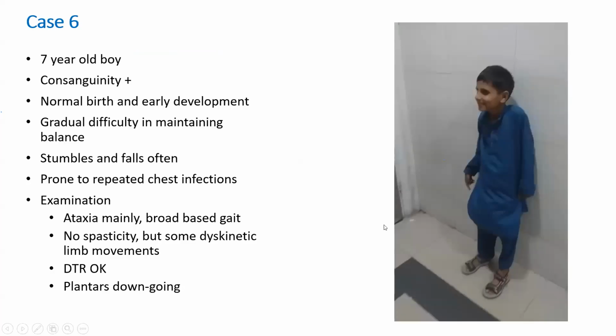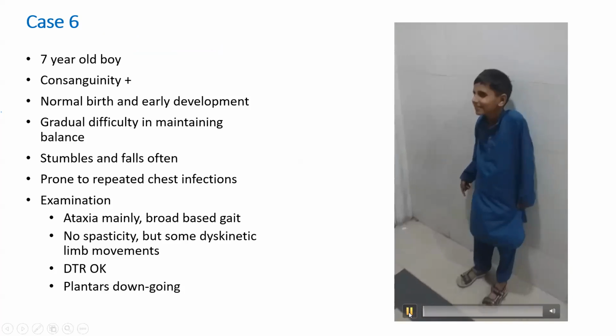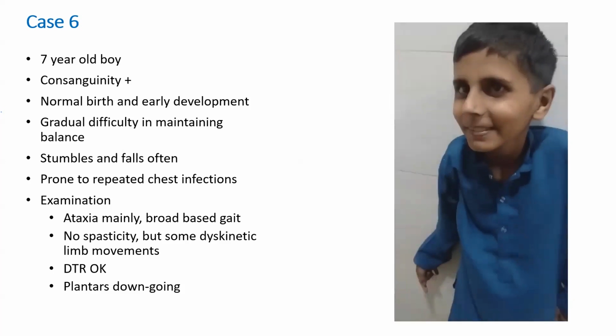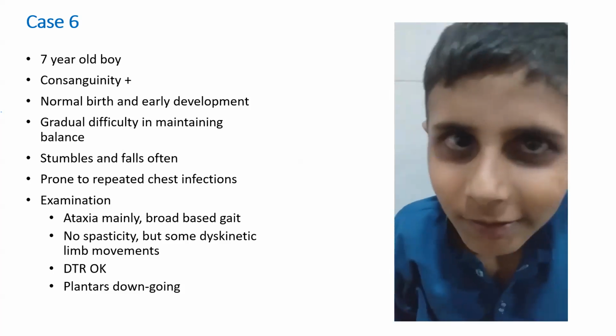Last case, a 7-year-old boy, history of consanguinity, normal birth and early development, gradual difficulty in maintaining balance, stumbles and falls often. He's prone to repeated chest infections. That's a handle. On examination, he has ataxia mainly with a broad-based gait. He does not have any spasticity, but has some dyskinetic limb movements. And otherwise, the reflexes and other things are normal.